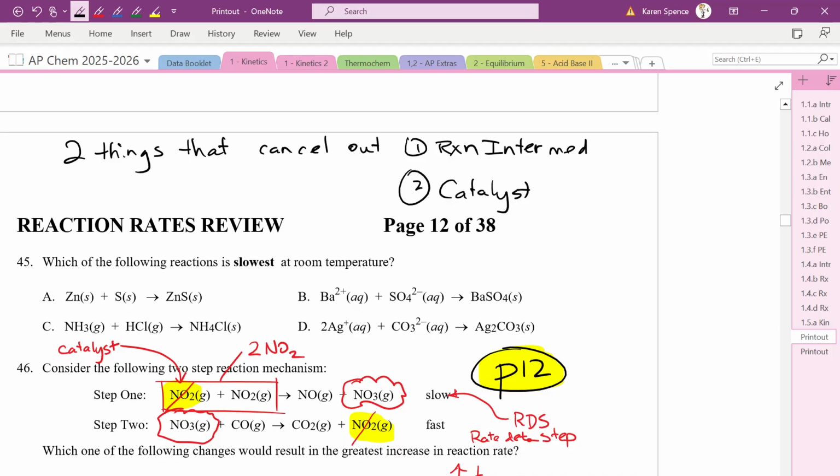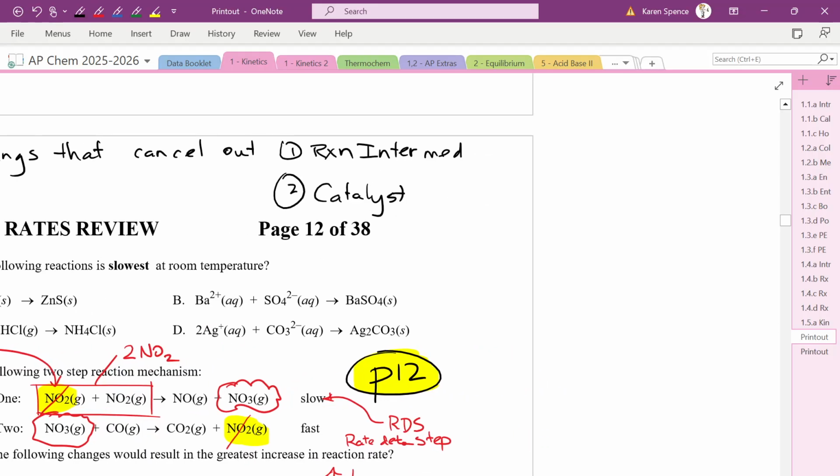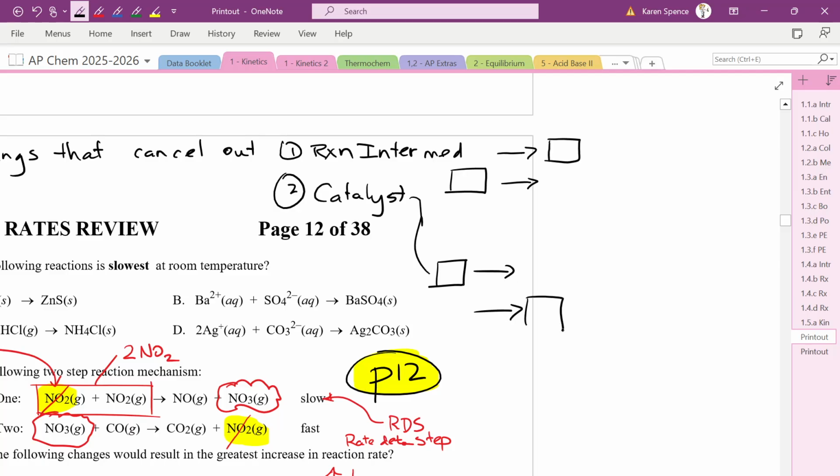For the reaction intermediate, you're looking for something which is here and then here. For a catalyst, you're looking for something which is here and then coming out later. So that's the difference between them.